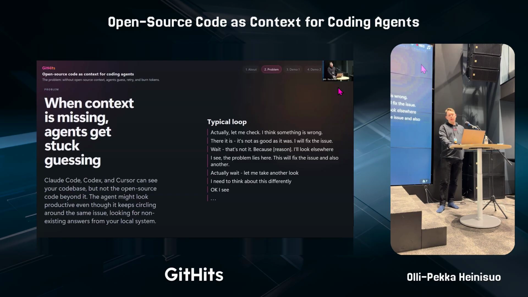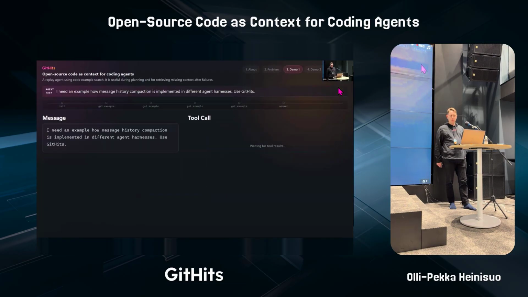My demos will show how we provide tools to coding agents so that they can get the context from open source and navigate the code in open source. These are real agent sessions, but I have stripped them down to show only the tool calls and the messages that the agent is writing out. Let's go to the first one. This first prompt was that I want to know how message history compaction is implemented in different agent harnesses, and I told the agent to use GitHits.